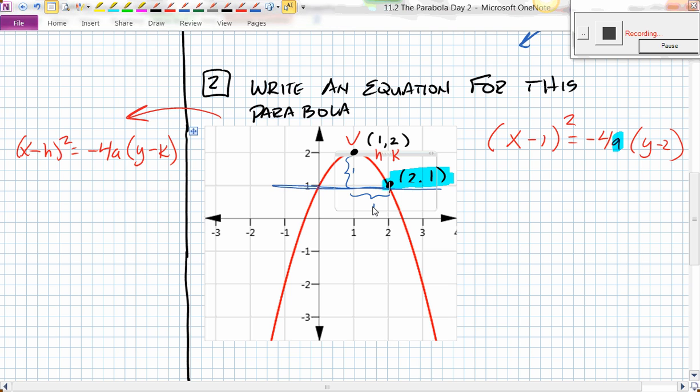So this is not a lattice point, so we have to do a little bit more work. So how do we use this point to help us out? Anybody got an idea?